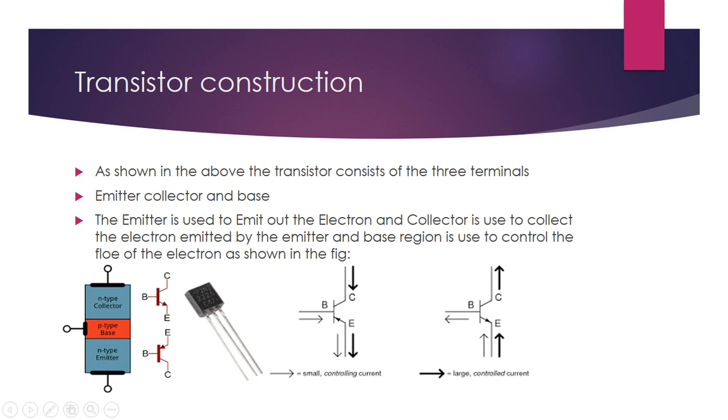It may be this region or this region. It depends upon its resistance and or its construction. Now how does a transistor behave when it has a larger control current and a small control current? This is the smaller control current, and this is the larger controlling current.